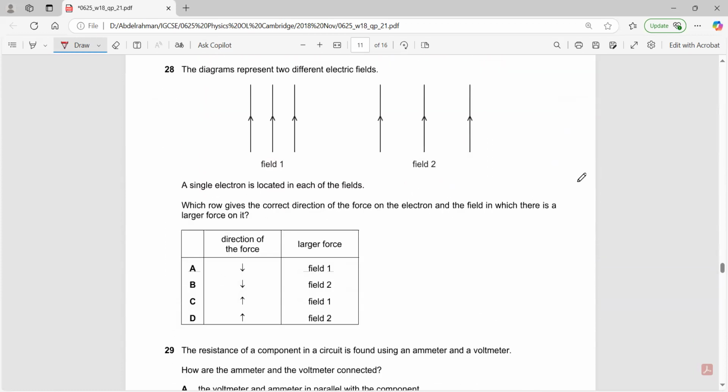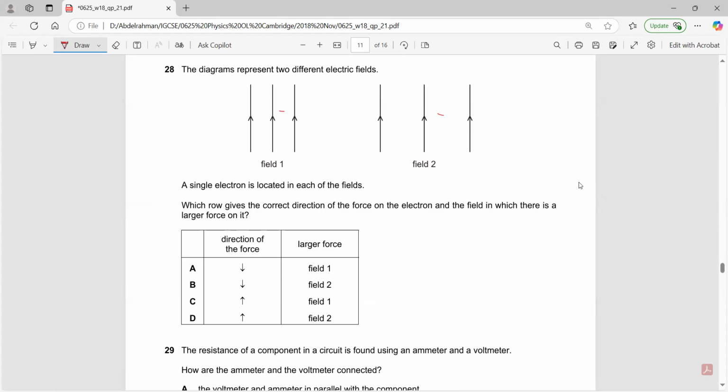Question 28. The diagrams represent two different electric fields. A single electron is located in each of these fields. Which row gives the correct direction of the force on the electron? In which direction will this electron move?